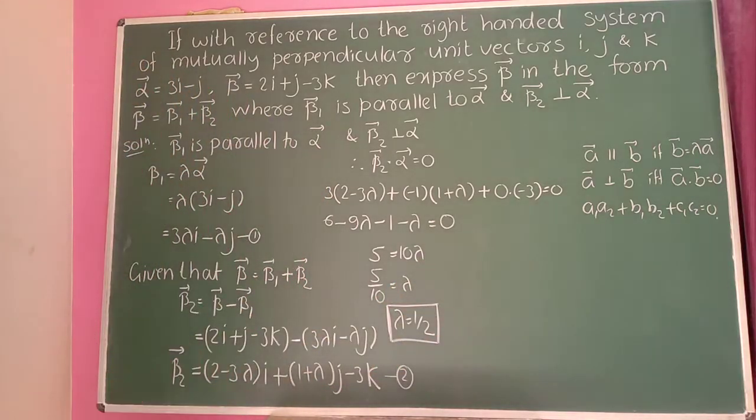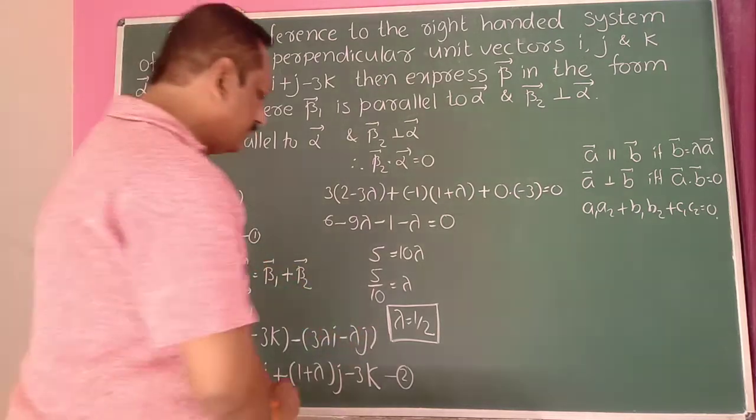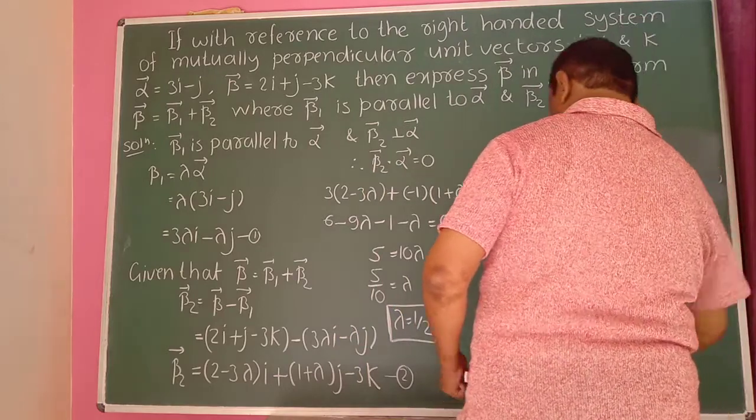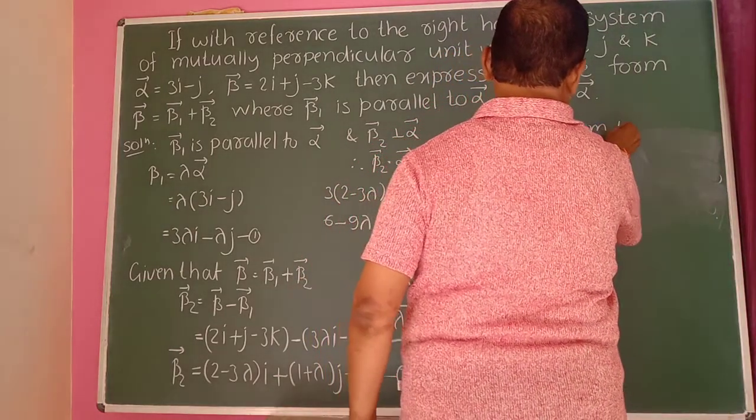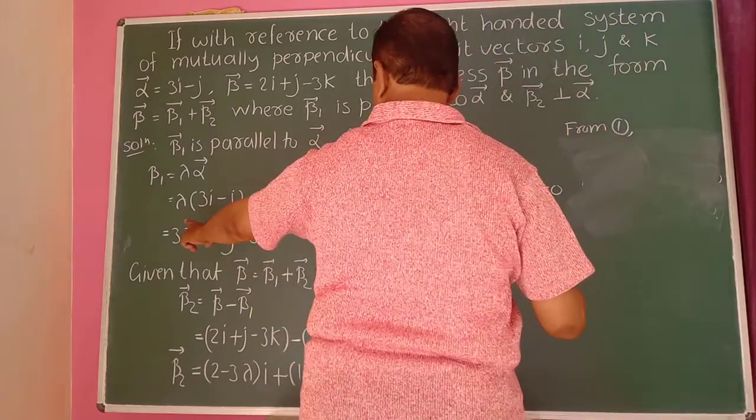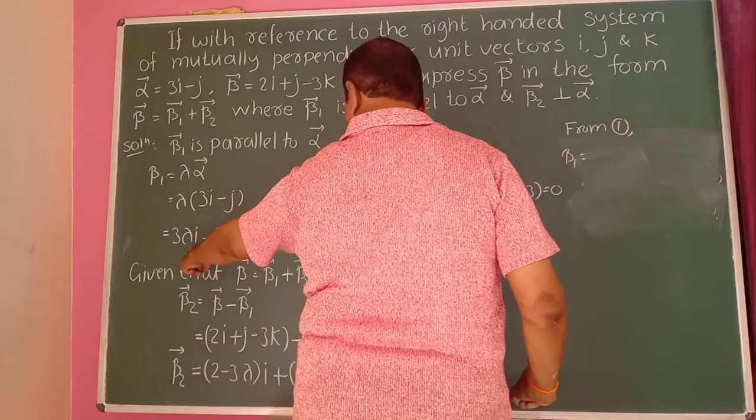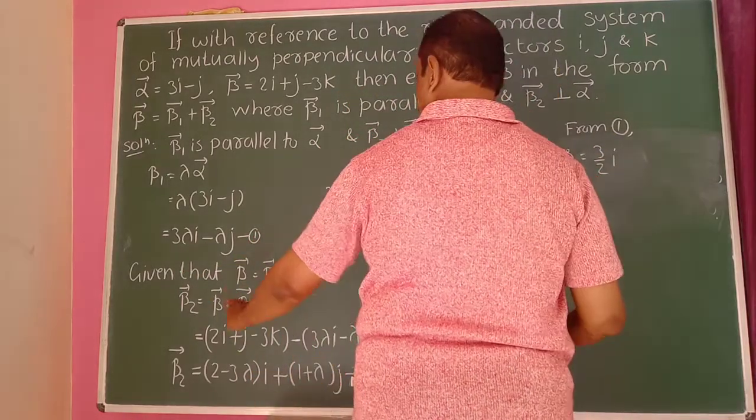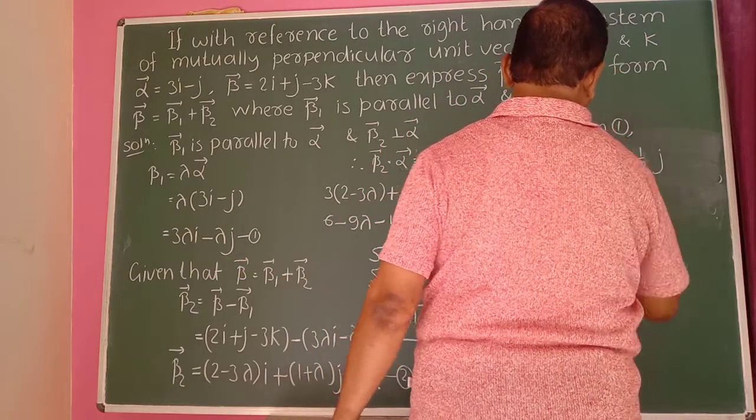Lambda is equal to 1 upon 2. Use lambda is equal to 1 upon 2 in equation 1 here. Therefore, from equation 1, beta 1 is equal to, lambda value is 1 upon 2, therefore 3 divided by 2 into i, then minus 1 upon 2 into j.